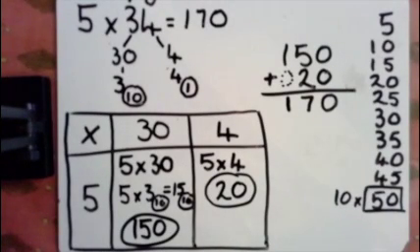Now, you're at home, a nice way of checking stuff at home, if you've got a calculator, if you've got a phone, if you've got a tablet, is to solve that 5 times 34 at home on your calculator. It will give us a little bit of calculator practice as well. Okay.